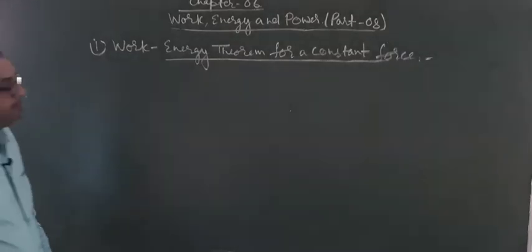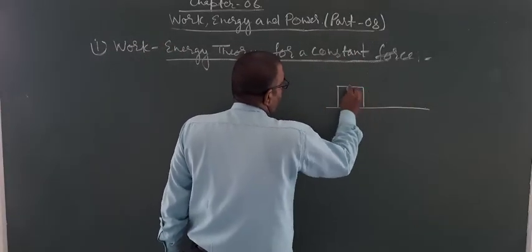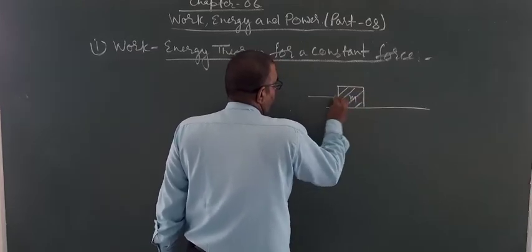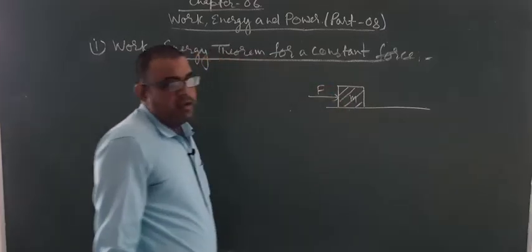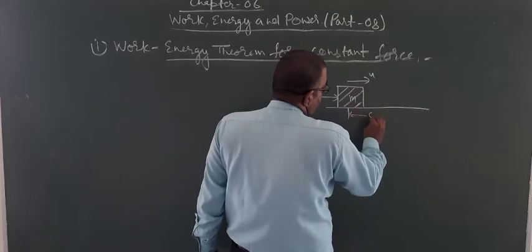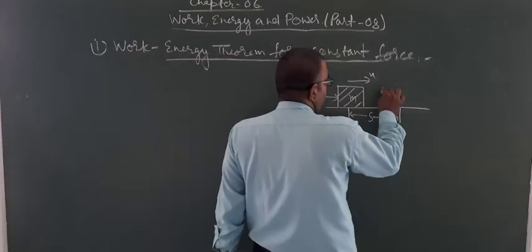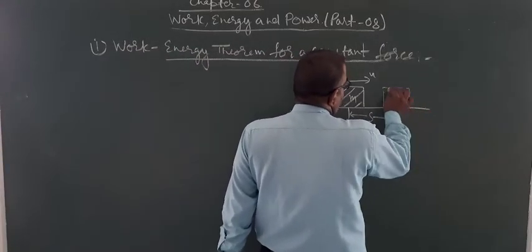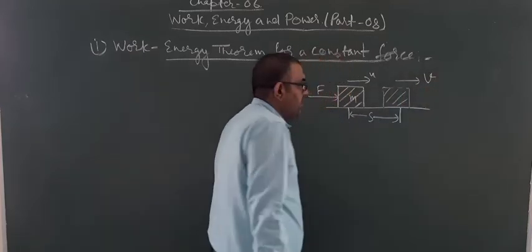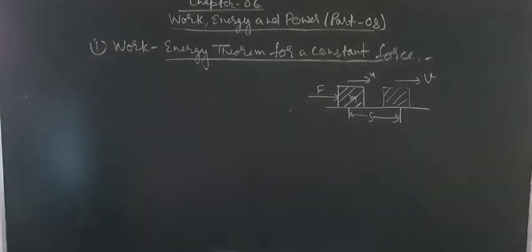So dear students, again I am drawing the same diagram. Suppose this is the body of mass m, and a force is applied, and the initial velocity of the body is u, and it has traveled a distance s and reached this position, and here the final velocity of the object is v.